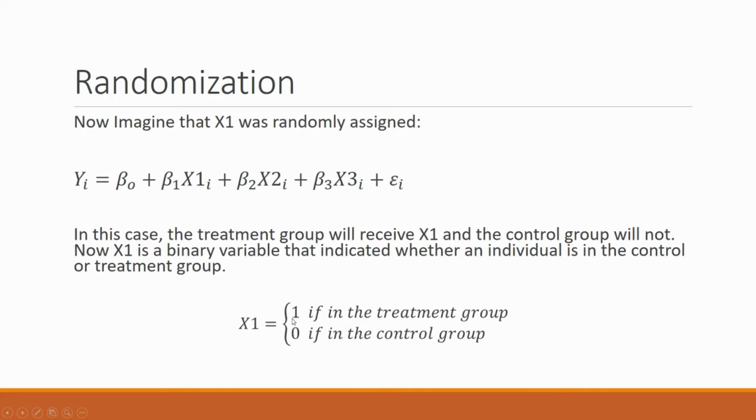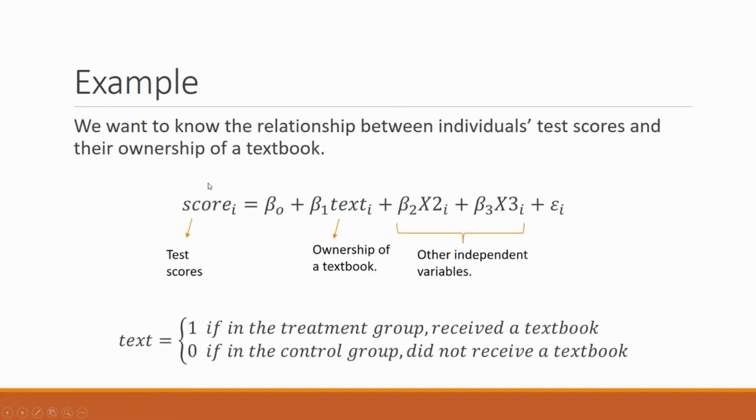Whether or not someone is in the treatment group or in the control group is randomly determined. We have randomly selected some group of people to receive the treatment and another group of people to receive the control. So now x1 is random. Then let's apply it to our example to make this more clear. We want to know the relationship between individuals' test scores and their ownership of a textbook. Does owning a textbook increase students' test scores?